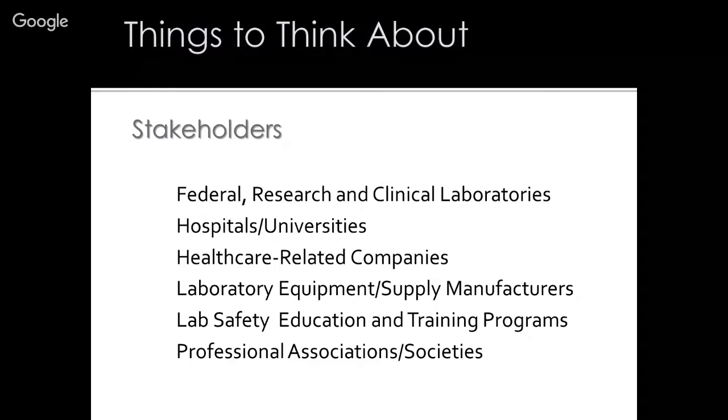I started with the most obvious, federal research and clinical laboratories. Obviously, it's laboratory safety, so clearly they have a stake in the work of this division. Hospitals and universities. They have some labs there, yes. Healthcare-related companies. Whether or not they have labs, they would be producing things that labs need. Laboratory equipment and supply manufacturers. That's another one that's fairly obvious.